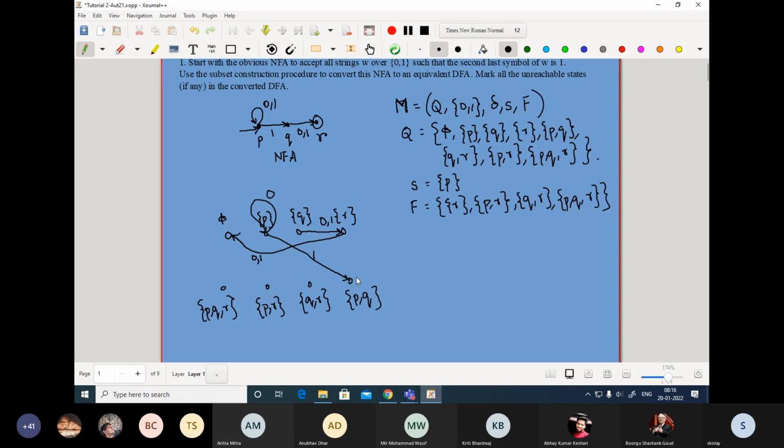Then comes PQ. PQ for 0, it will be P, comma R. For 1, it will be P, comma Q, comma R. QR for 0, it will be R. For 1, R. PR for 0, P. For 1, PQ.